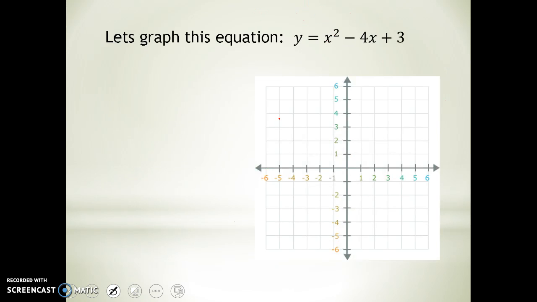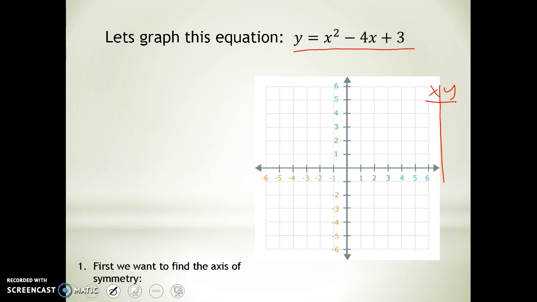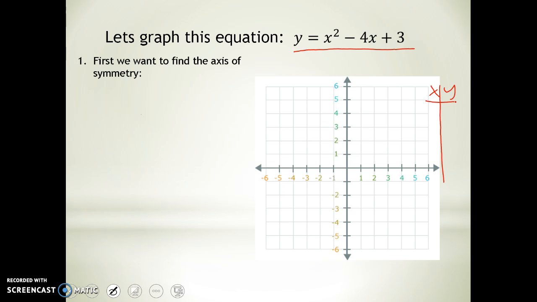Let's go ahead and start looking at this particular equation. We have an equation in standard form: y equals x squared minus 4x plus 3. Let's go through some of the steps so that we can graph this. We could just make a table of x and y values and plug in random points for x until we think we know what the parabola looks like. But it's going to be really helpful to start by finding the axis of symmetry, so we know where on the x-axis this is going to be located.